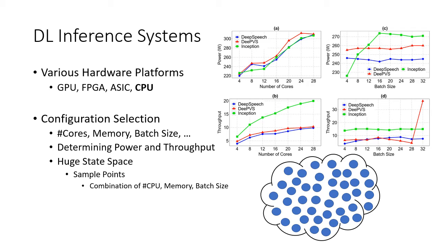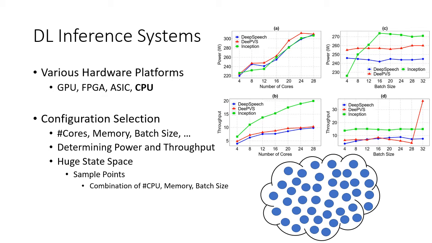Various systems are proposed for DNN inference based on different hardware platforms. The deployment of applications on these platforms, however, has a similar structure: allocating a specific amount of hardware resources and adjusting the DNN side control knobs such as batch size. Finding and selecting the right configuration, for example, number of cores, amount of memory, and batch size, is essential for improving performance and power efficiency of the system.